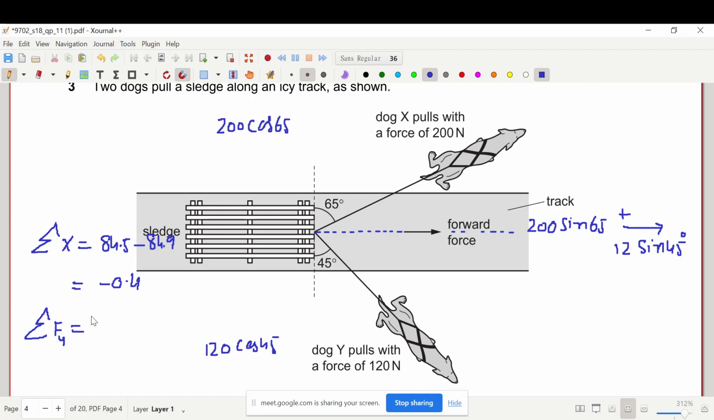200 sin 65, that is 181.3, plus 120 sin 45, 84.9. That makes 266.2. Yes.